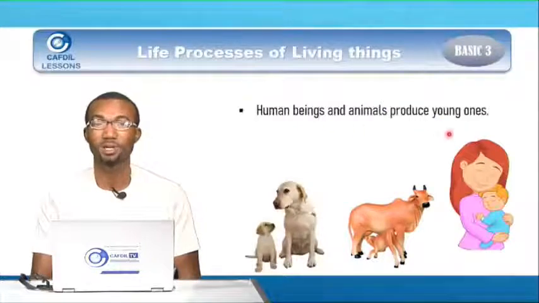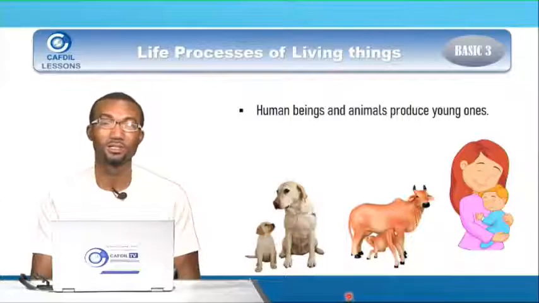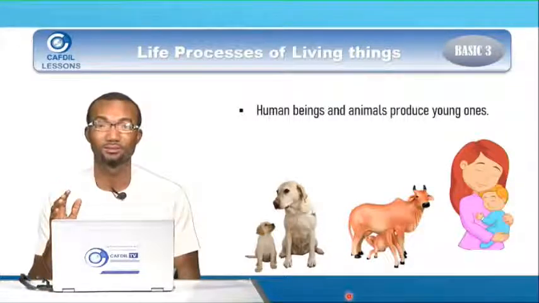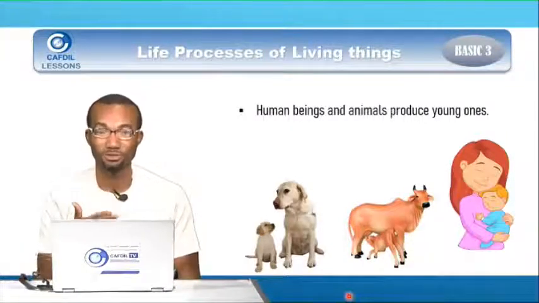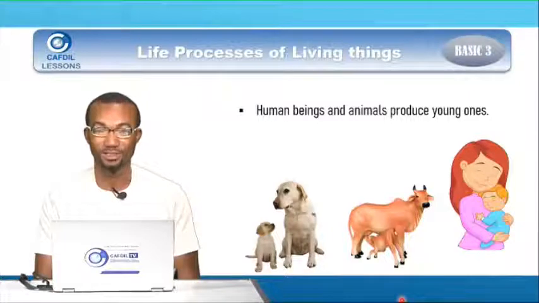So human beings and animals produce young ones. You look at this woman with a baby. You look at this cow with a calf. You look at this dog with a puppy. If you don't produce young ones, you will one day vanish from this earth, because young ones are not coming to replace the old ones. So human beings and animals produce young ones, and it's one of the life processes of living things, reproduction.